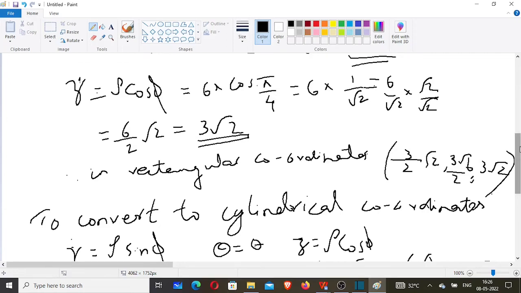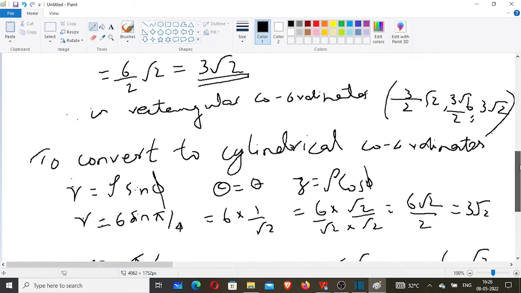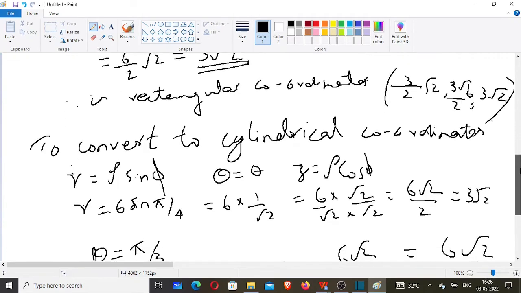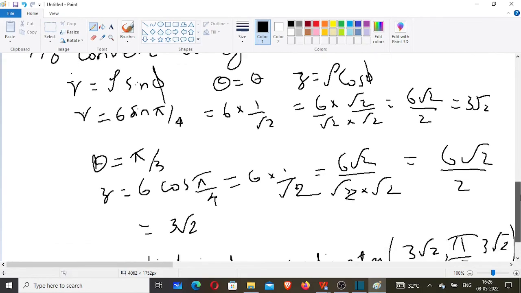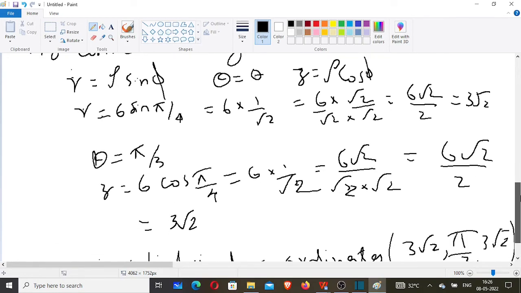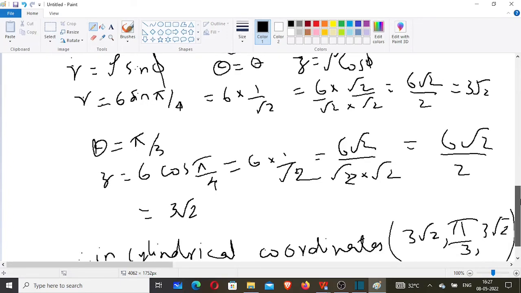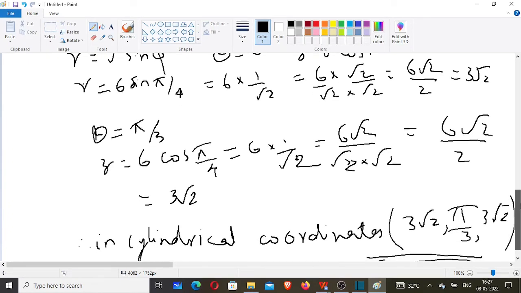Now to convert spherical coordinates to cylindrical coordinates, put r equal to rho sin phi, theta equal to theta itself, z equal to rho cos phi. So r equal to 6 sin pi by 4, which is equal to 6 into 1 by root 2, 6 by root 2 into root 2 by root 2, which is equal to 6 root 2 by 2, which is equal to 3 root 2.